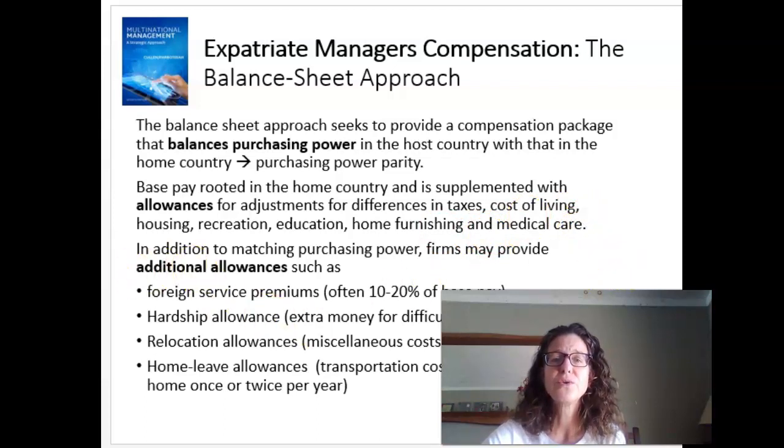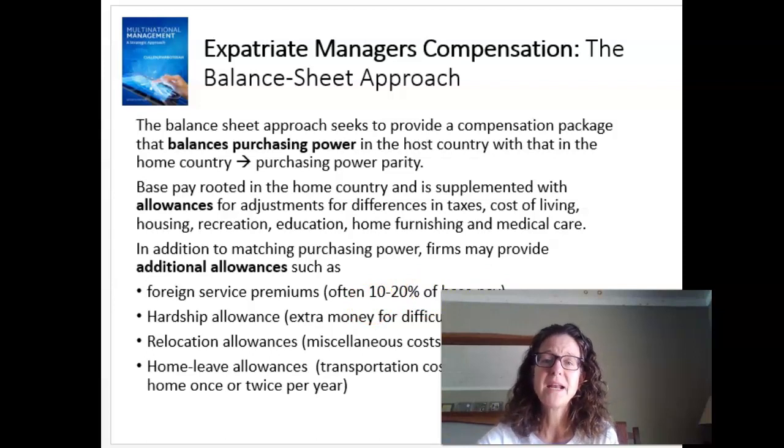In addition to matching purchasing power, firms might also offer foreign service premiums, which is the sign-on bonus that I mentioned. It can range from 10 to 20% of base pay. It might be paid out in a lump sum or in portions over a certain period of time.